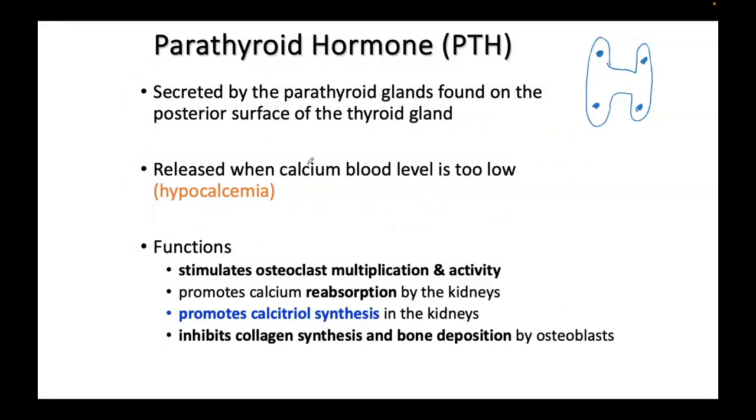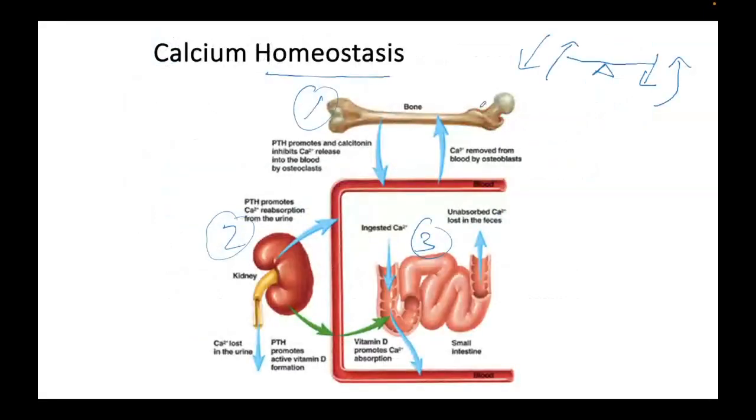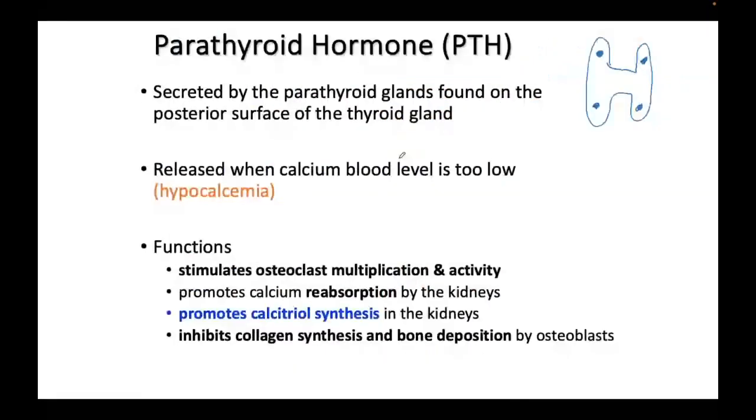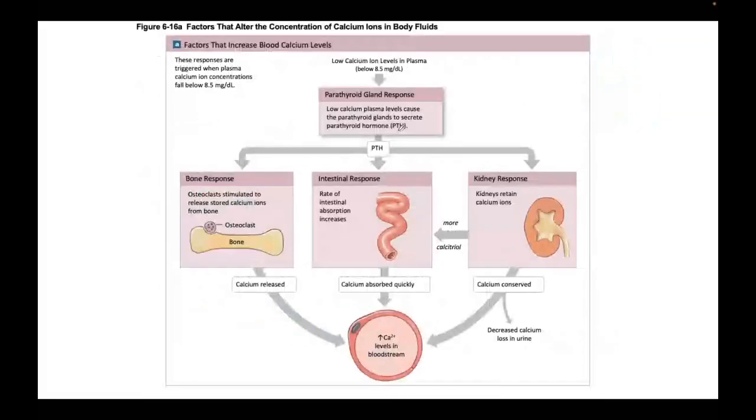So it's released when the blood calcium levels are too low, then parathyroid hormone can increase the amount of calcium in the blood, again, by affecting these three parts of the body. So let's look at them.